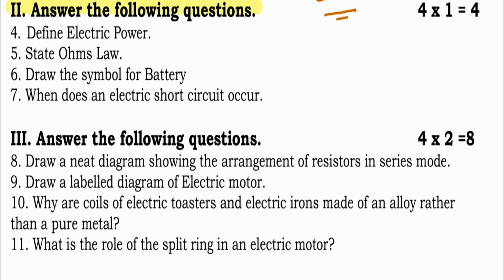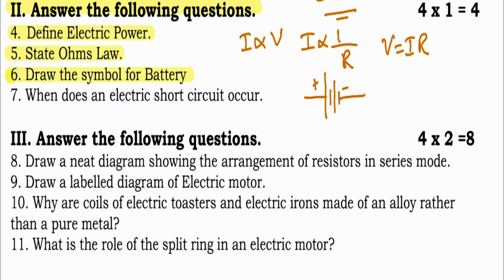Next main, answer the following questions. Question number 4. Define electric power. The rate at which electrical energy is transferred or converted into other forms of energy is known as electric power, and we usually measure this in watts. Next question. State Ohm's law. The current flowing through a conductor between 2 points is directly proportional to voltage and inversely proportional to resistance. This is known as Ohm's law, and the expression we use is V is equals to IR. Next question. Draw the symbol of battery. This is the symbol of battery. Here minus and here plus.